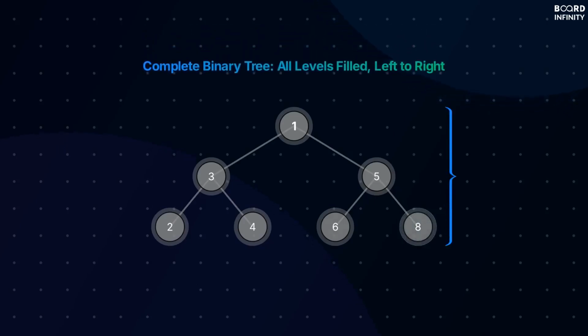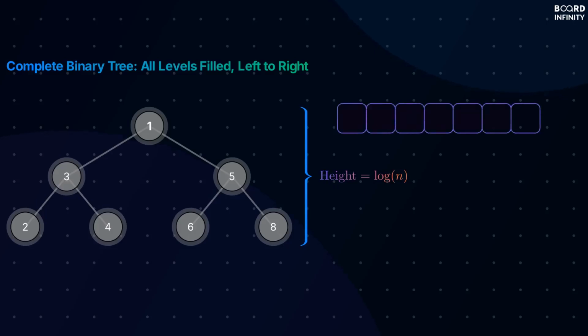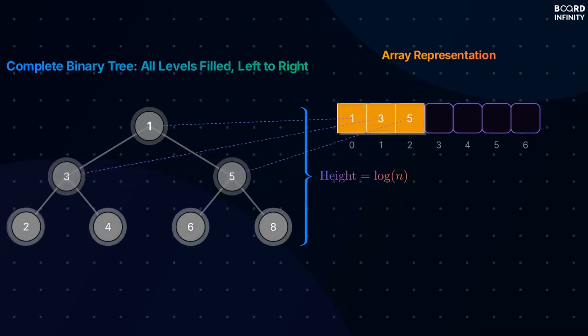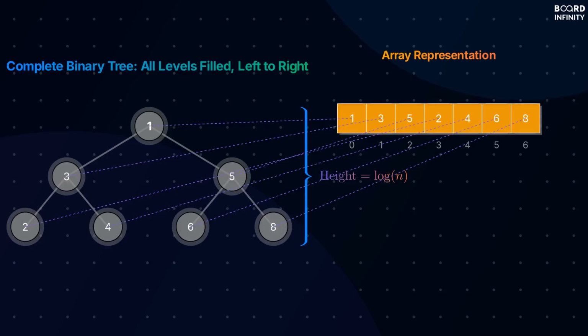This property is crucial because it allows us to store the tree's data in a simple, contiguous array, eliminating the need for complex pointers. Heaps don't use pointers like traditional trees. Instead, they're stored in a simple array where parent-child relationships are encoded using index math. This array representation saves memory and improves performance because data is stored contiguously. Let's visualize how a tree structure maps perfectly onto an array and why this encoding is both elegant and efficient.